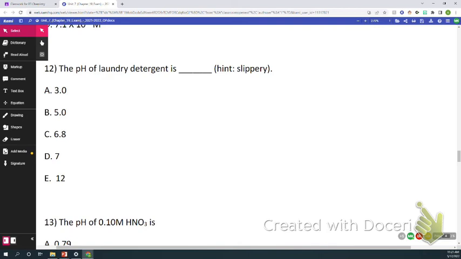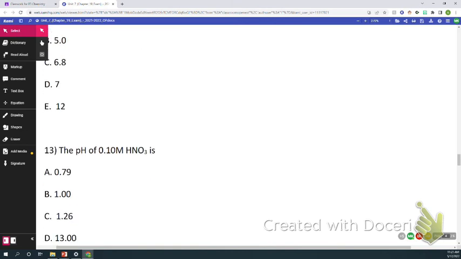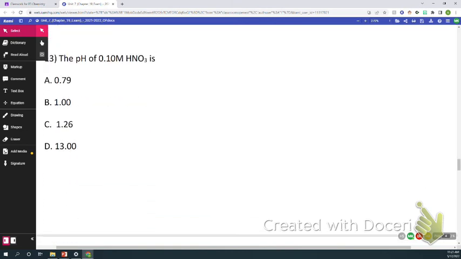Laundry detergent. What's the pH? Hint, it's slippery. Which one would you choose? 12. Remember, cleaning supplies are alkaline. They're very high in pH, okay? So the highest one here is 12. The other ones are three acids and a neutral. All right. Now, how do you do number 13?